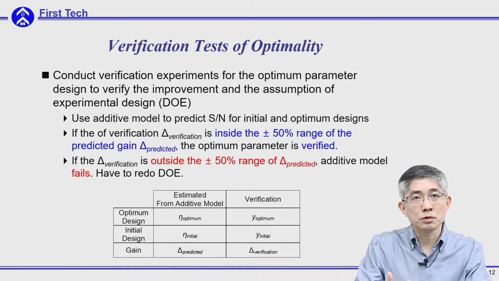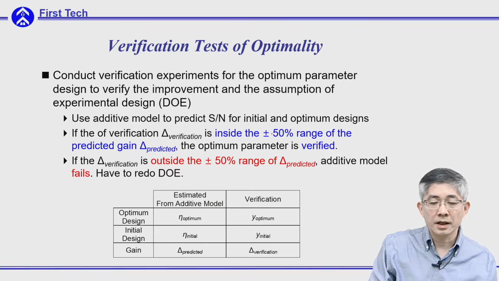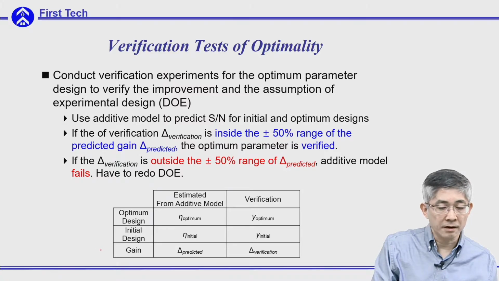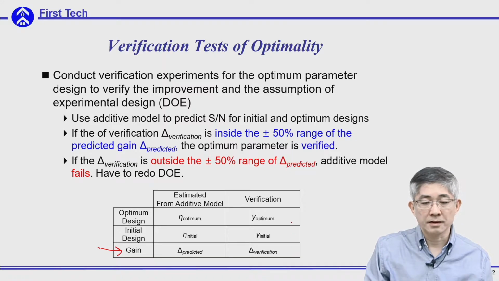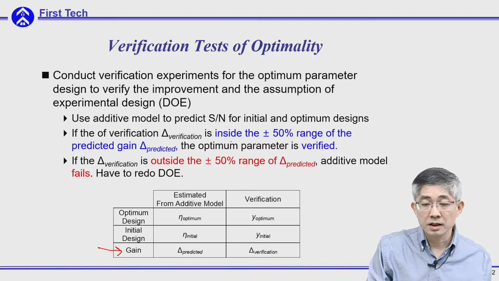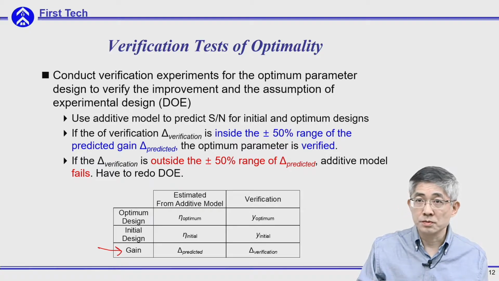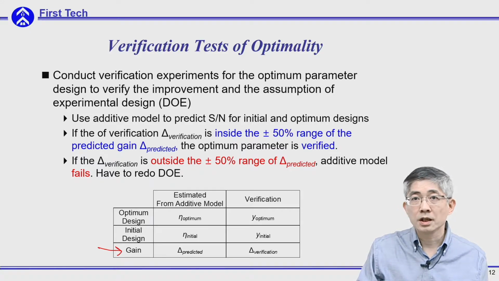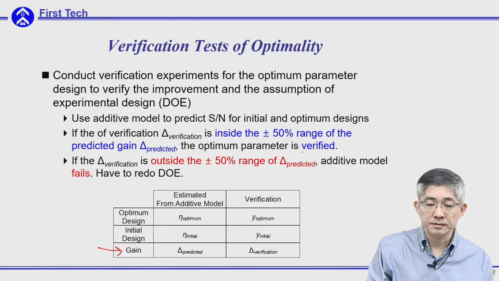Here we propose a rule of thumb to have a first cut about your experimental result. Once you have the experiment, you can compare mainly the gain: compare the predicted gain, delta, and the verified gain. If the verified gain is within plus and minus 50% of the predicted gain, we assume your experimental result is successful, and your optimum parameters are verified.